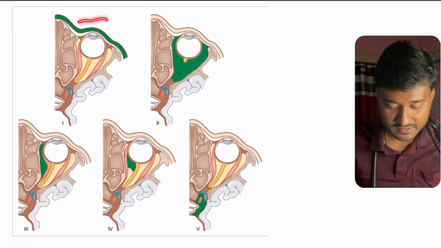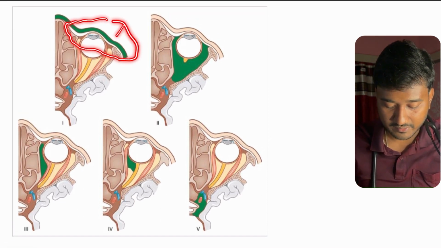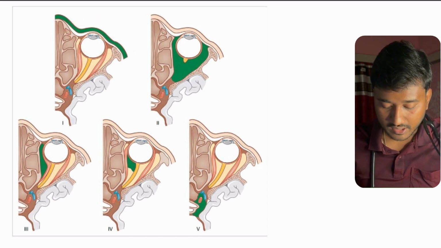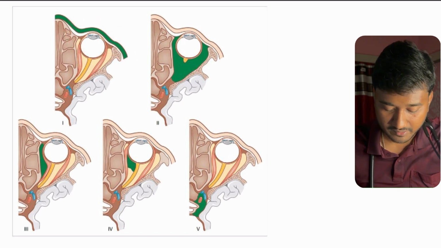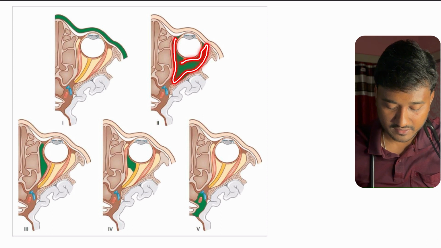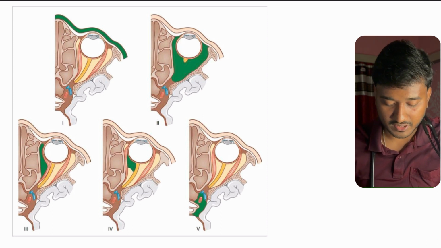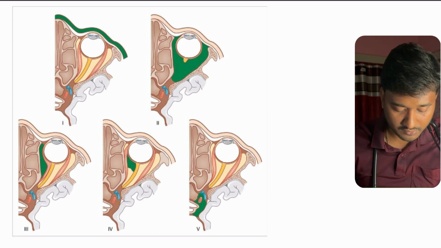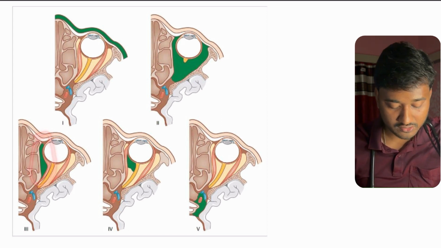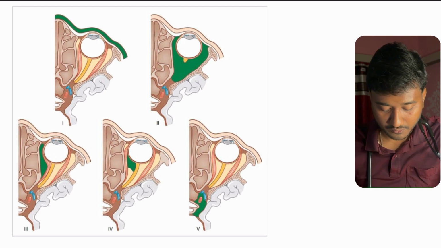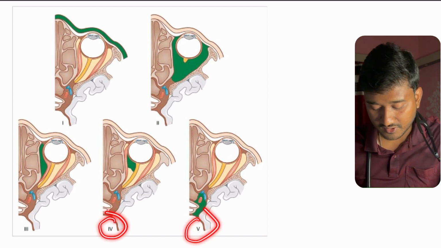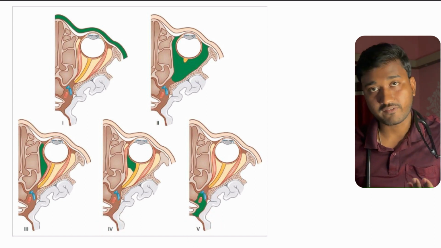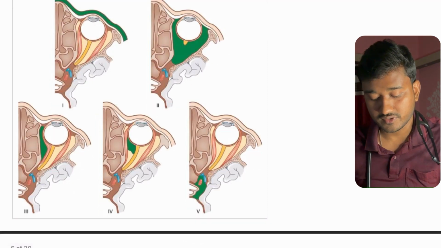Please look at this image. This is your preseptal edema, group 1, and group 2 is your post-septal edema. This total area is basically edematous. This is also your group 3 where there is subperiosteal pus collection, and when the pus collection spreads throughout we call it group 4, and group 5 is the extension of this infection into the cavernous sinus, causing cavernous sinus thrombosis.